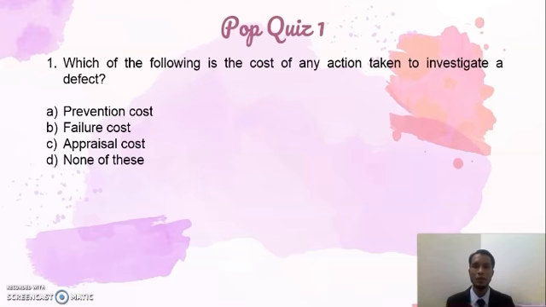Hello guys, with me again. So, we are at Pop Quiz 1. Which of the following is the cause of any action taken to investigate a defect? A. Prevention cause. B. Failure cause. C. Appraisal cause. D. None of these. You'll get 5 seconds to think about it. Be fast.